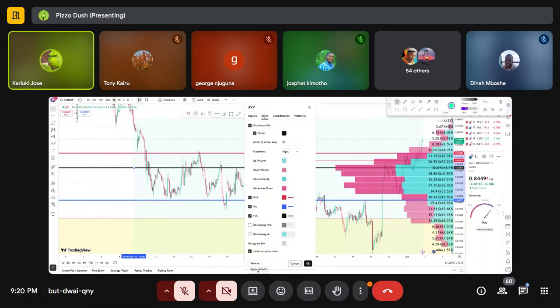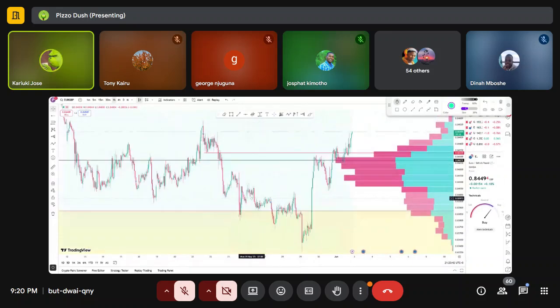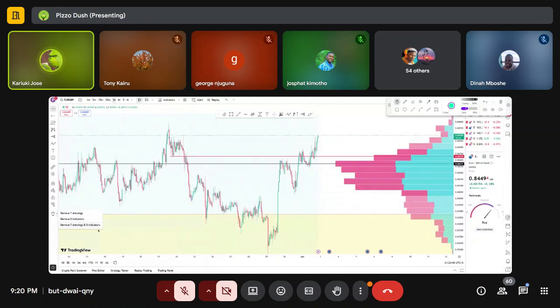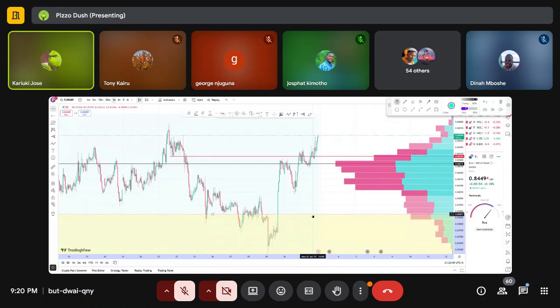So normally how will it come out? Let me set it to default. So it will come with this one line. So most probably this is how it will come. Let me get rid of the other tools here.